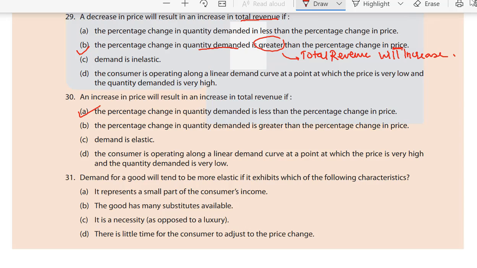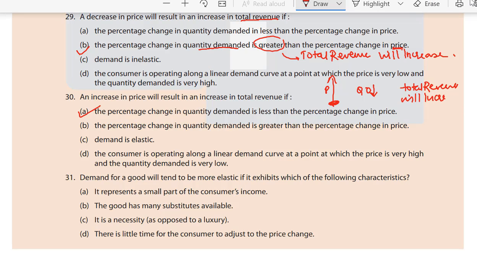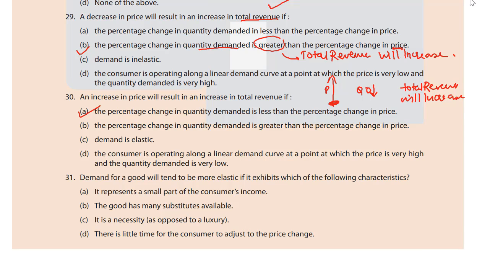Why? Because supposing the percentage change in price is very much, but the percentage change in quantity demanded is less. That means the price has increased a lot, but quantity demanded has just fallen, or a very small fall is there. And at last, the total revenue will increase. Why? Because there is a relatively larger increase in the price of the product, but the quantity demanded has not responded so well, and that is why the total revenue is increasing. I hope you understood this.